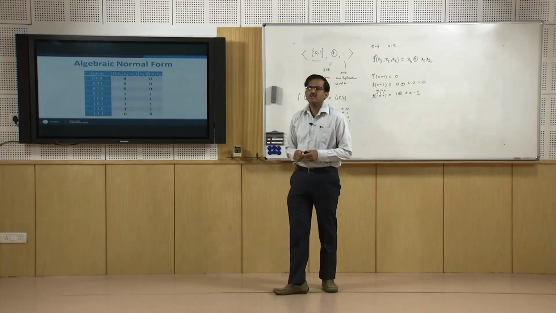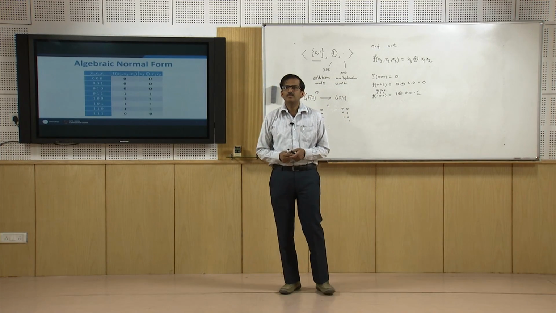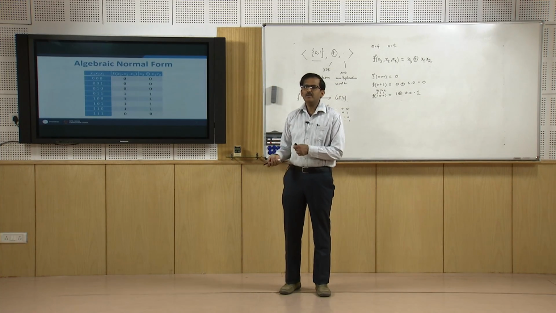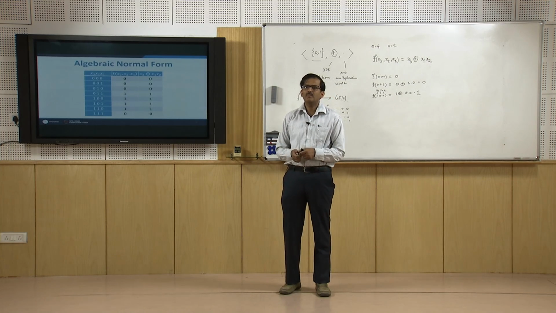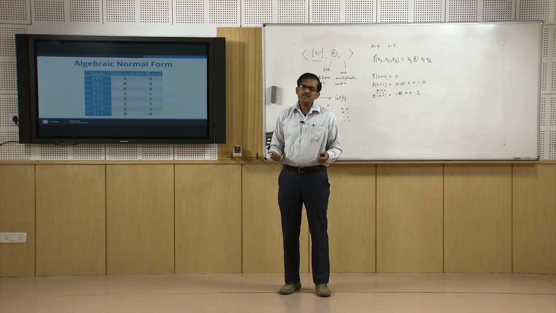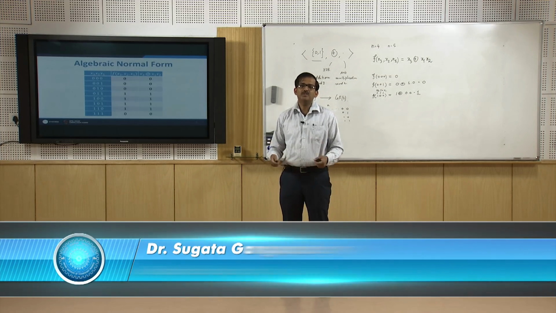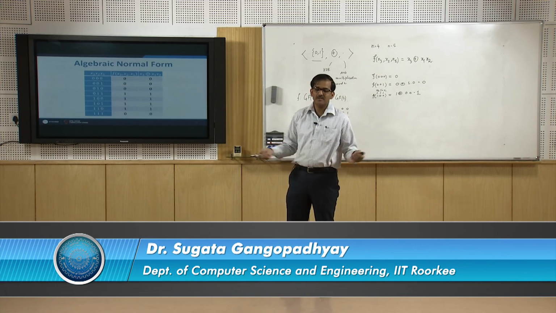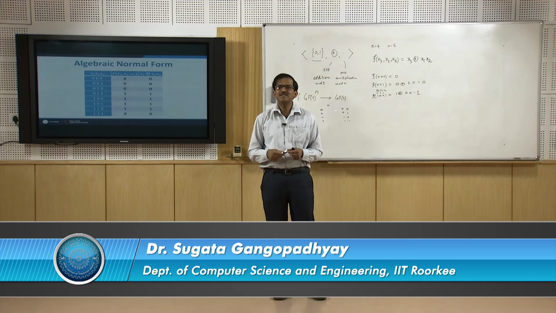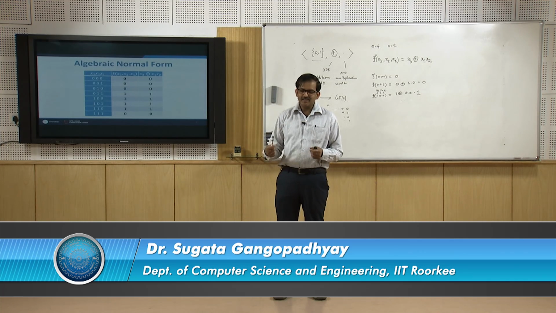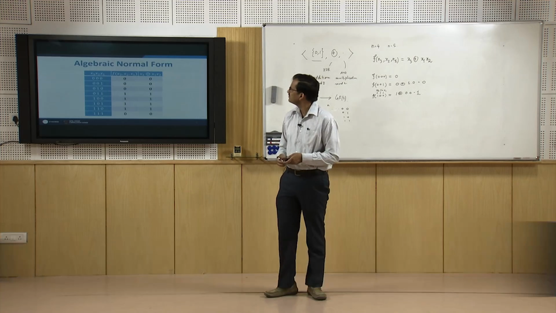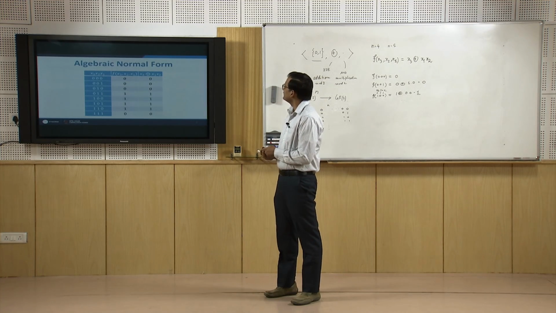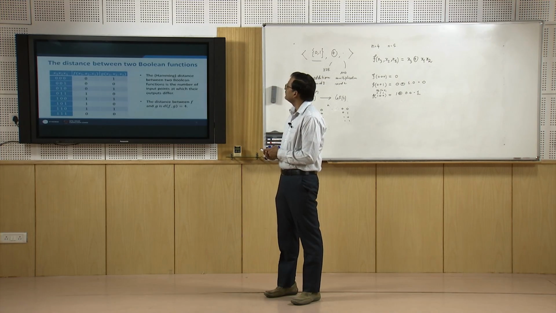Now, there is of course a question of how to derive algebraic normal form from truth table and truth table from algebraic normal form. I will set this up in the assignment for you to check literature to find out the rule, and I will discuss that rule when I discuss the assignment problems. So, let us go forward.